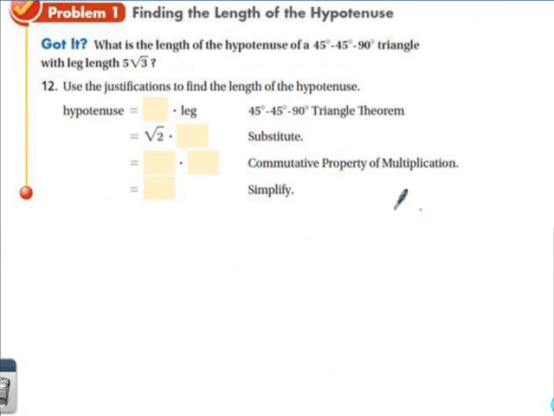So take a look here, filling in the blank. Hypotenuse equals blank times the leg. This is straight from the theorem. That's what we just did, so it's square root of 2 times the leg. In this case, it's square root of 2 times the leg length, which is 5 times square root of 3. Here, using the commutative property of multiplication, we're going to rearrange this a little bit. We put our 5 out here, and then square root of 2 times square root of 3 right here. The 5 comes straight down, and when we multiply two radicals like this, it's just what's underneath. So that's 5 radical 6. It's just that easy. You just have to remember, hypotenuse equals square root of 2 times the leg.